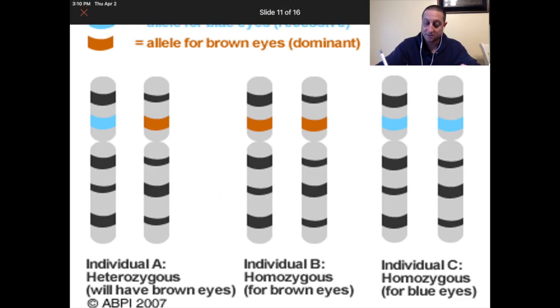Here, you could take a look. I have eye color. This person has a blue allele and a brown allele. They're saying brown is dominant. Therefore, this person, individual A, has brown eyes. Individual B has 2 brown alleles. Therefore, individual B has brown eyes. Individual C, right there, has 2 blue alleles. Therefore, individual C has blue eyes.